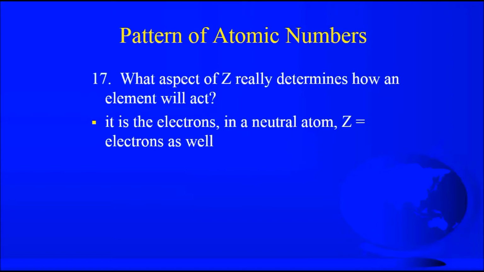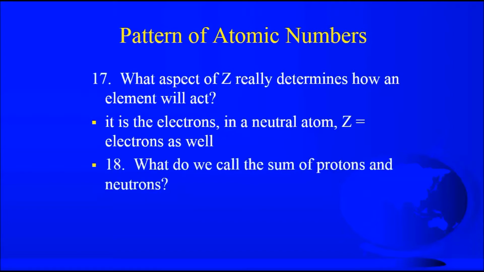Getting all this? Excellent. So what do we call the sum of protons and neutrons? If we were to take the number of protons and neutrons and squish them together, we would refer to it as the mass number. The mass number is protons plus neutrons.